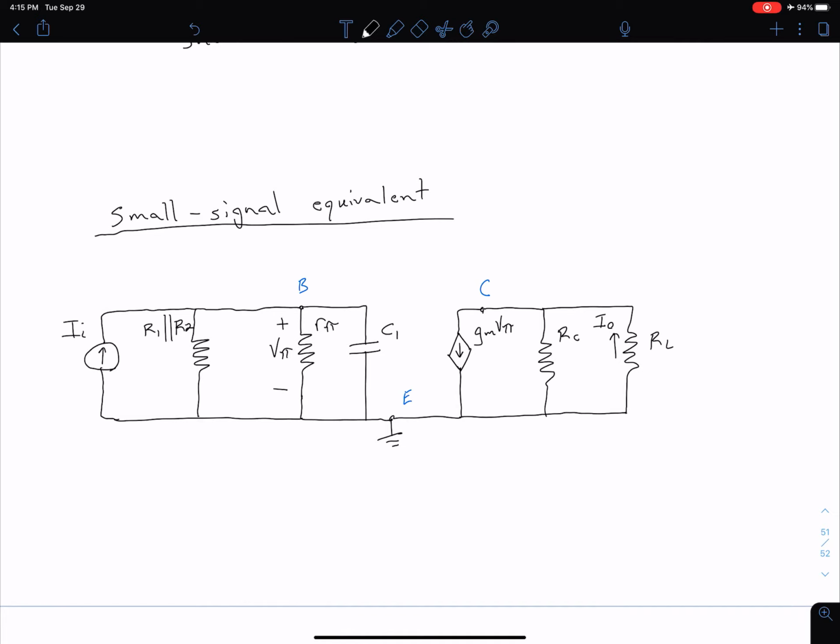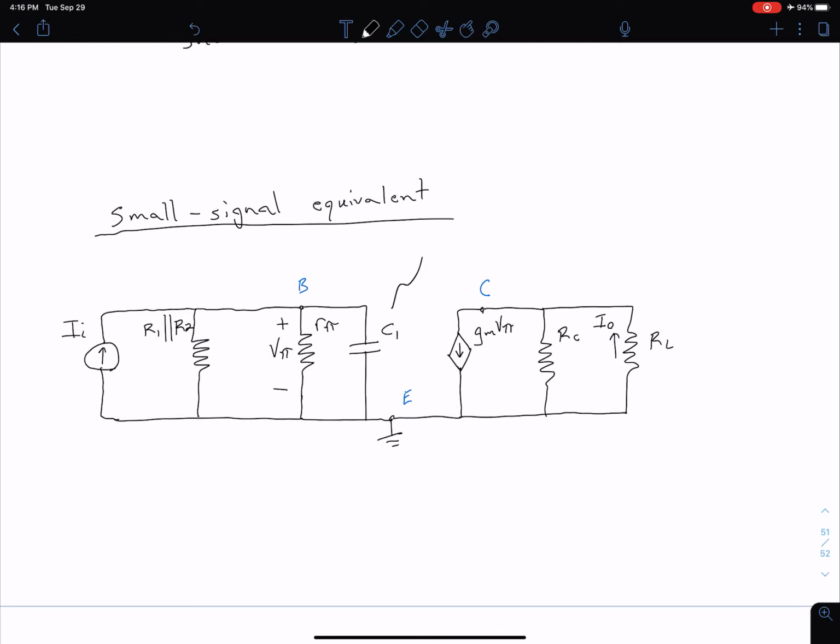So here we see our small signal equivalent. I've labeled the base, collector, and emitter with B, C, and E respectively. We have our diffusion resistance R pi. We have our dependent current source, this gm times V pi. I've neglected our output resistance between our collector and emitter, but we also have this term here, this C1.